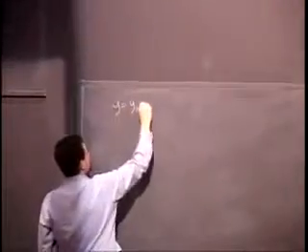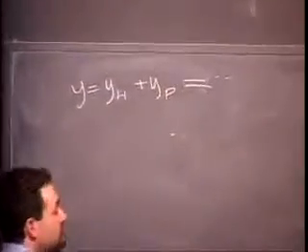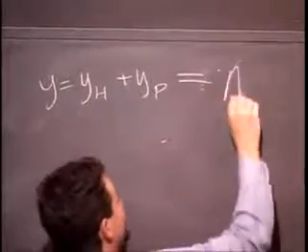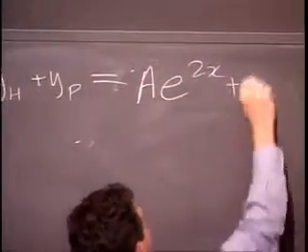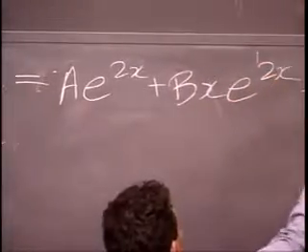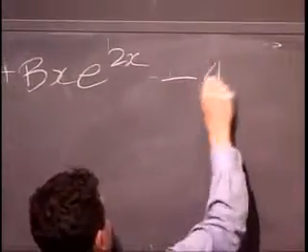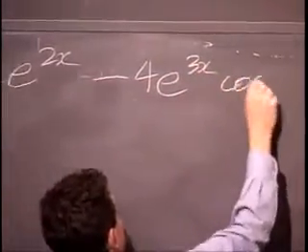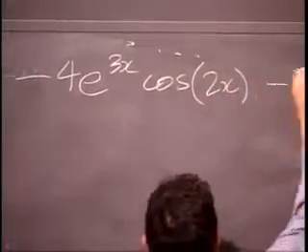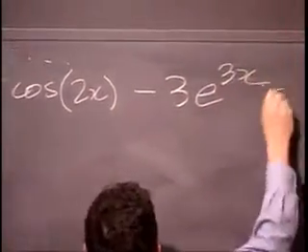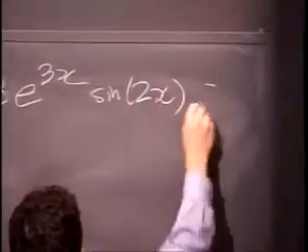All right. Let's finish the problem. All we have to do is write down the answer. y equals yh plus yp. And it seems long ago that we wrote down yh on the top board over there as A e to the 2x plus B x e to the 2x. And finally, I am going to put in the particular solution, which is actually minus 4 e to the 3x cosine 2x minus 3 e to the 3x sine 2x. And there it is. That's the answer. Woo! All right.